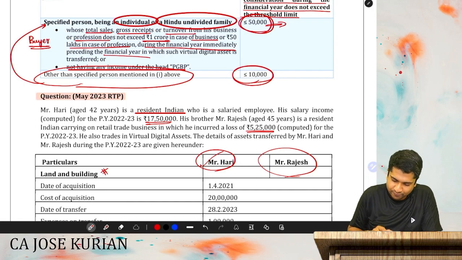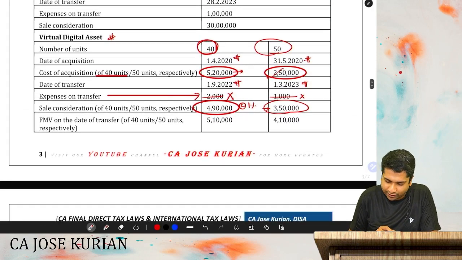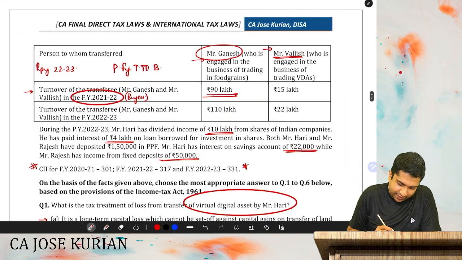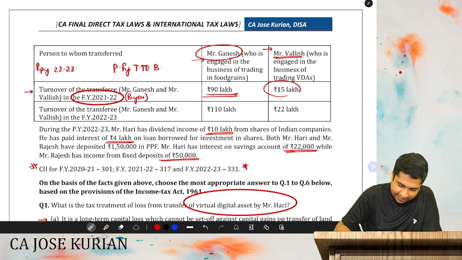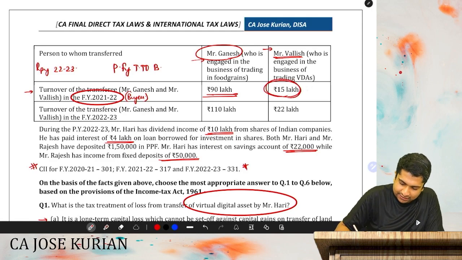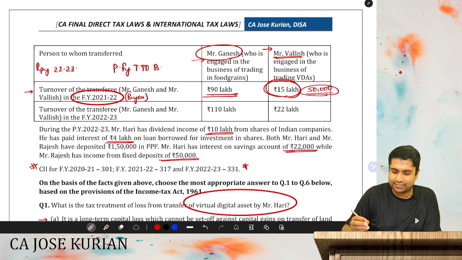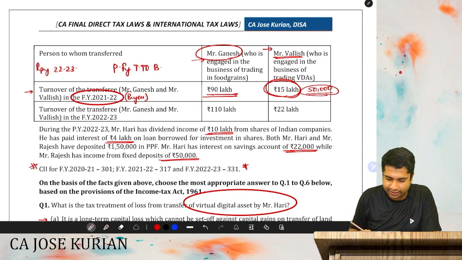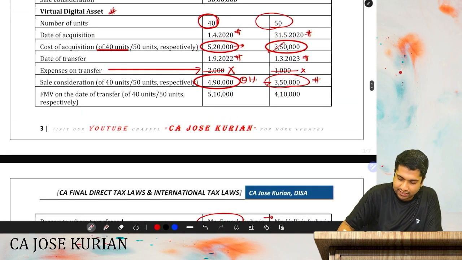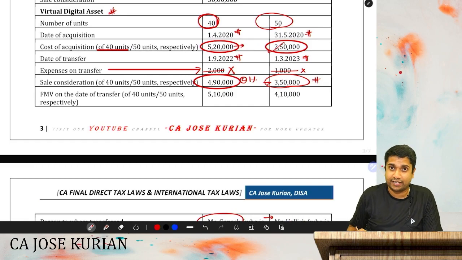All right. Now, the question is in relation to 194S. Mr. Wallish's preceding financial year business turnover is only 15 lakhs, and the threshold is 50,000. If the consideration paid by Mr. Wallish exceeds 50,000, then TDS is required to be deducted. Here, the consideration paid by Mr. Wallish is around 3,50,000, and hence definitely TDS is required to be deducted on that entire 3,50,000.